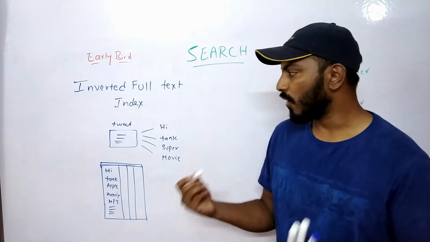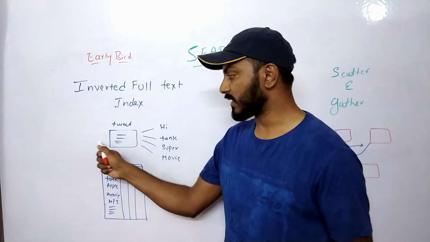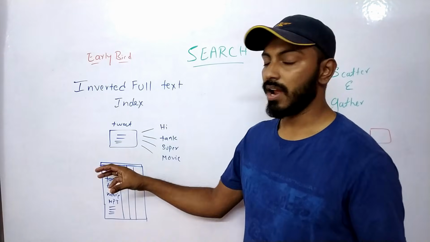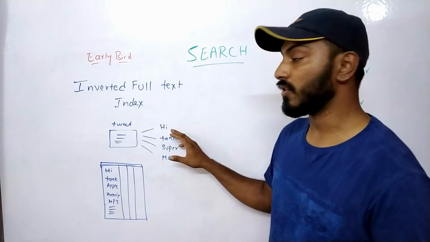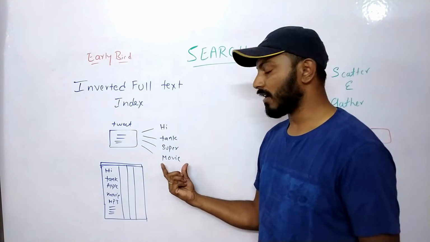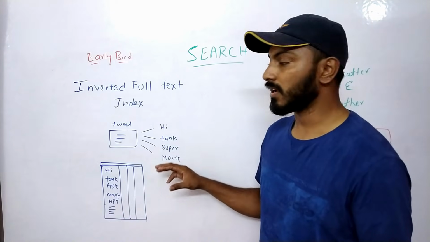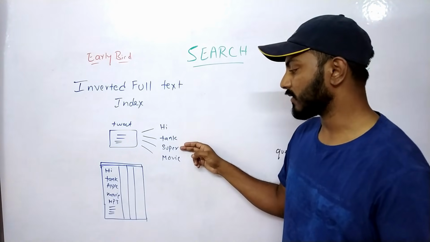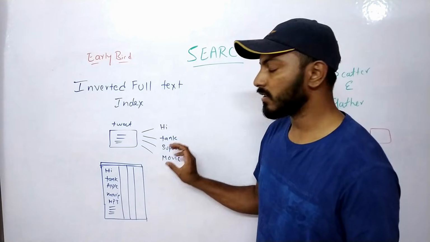In simple words, how inverted full text indexing works is, say for example, every time a tweet is inserted into Twitter or updated in Twitter, that tweet will be broken into different tag words and also into hashtags. And then all these words are remapped or indexed to all the different tweets. Say for example, when the tweet is broken into 4 different words, hi, thank, super, and movie, and also other hashtags, now these words are indexed.